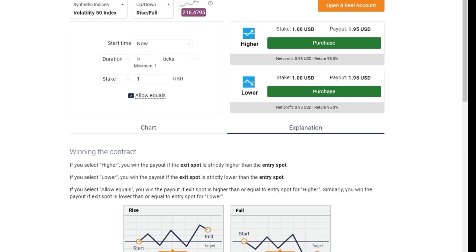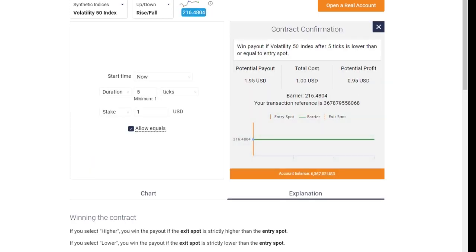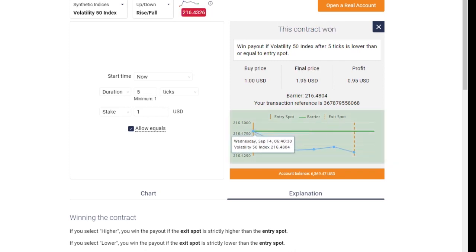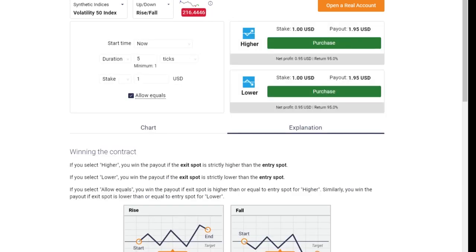This strategy has some risk. That's why I told you guys to use a small stake. Now the market is going up. I got 5 and 4, so I entered a lower trade. I won that trade. Make sure to practice this on your demo account first.